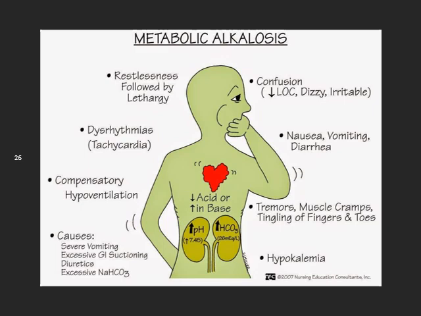Metabolic alkalosis, they're green. Why? Because look at the causes. Vomiting, GI suctioning, diuretics, excessive bicarb. They're restless, followed by lethargy, dysrhythmias, tachycardia. Look at their heart, and look at their kidneys. So here, alkalosis, the pH is up, in their kidneys up bicarb, alkalosis. They're confused, they might have nausea, vomiting, diarrhea, tremors or muscle cramps, tingling of the fingers and toes, hypokalemia.